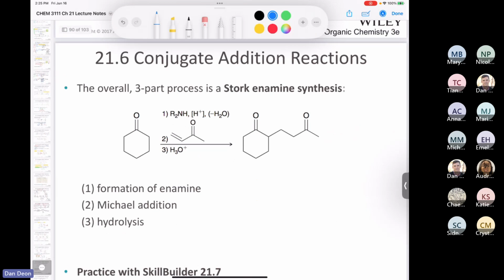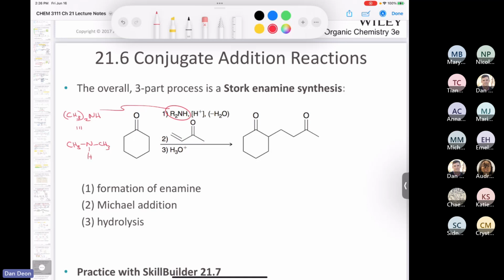So here's the whole kit and caboodle. Stork enamine synthesis. You start out with cyclohexanone, then you treat it with a secondary amine. Now I just looked in my notes this morning, and the secondary amine that we use most of the time in our textbook is dimethylamine. So that's 2 methyl groups, and then the nitrogen and a hydrogen, the same thing as CH3NHCH3. That's the one our textbook chooses most of the time, so it's the one I'll usually pick too. And then a catalytic amount of acid, you drive water off, you make the enamine, and then it does the Michael reaction with your Michael acceptor, and then you hydrolyze the iminium and the enolate both to the carbonyl.